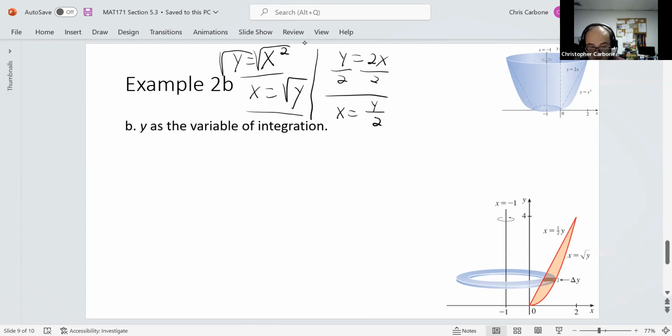And these now would be our two functions that we're using, which is why in this bottom graph here, when we're finding our cross section, which in this case is delta y, the leftmost function is x is equal to 1/2 y, which matches what we have, and the rightmost, x is equal to the square root of y, which again matches our function. So we can see from this graph and rotating that cross section around x is equal to -1, this is a washer cross section.